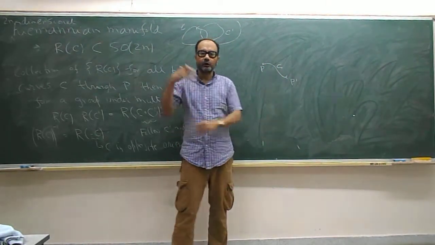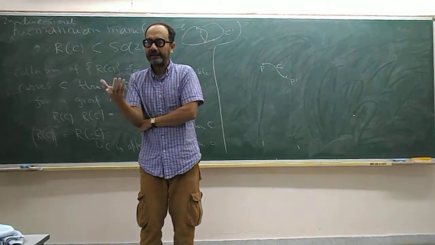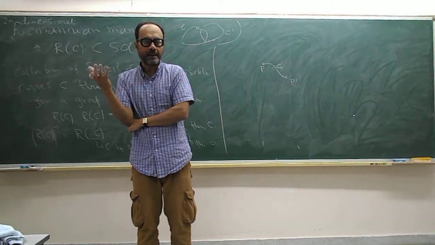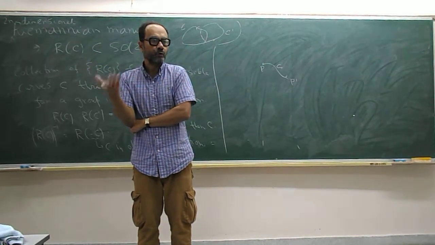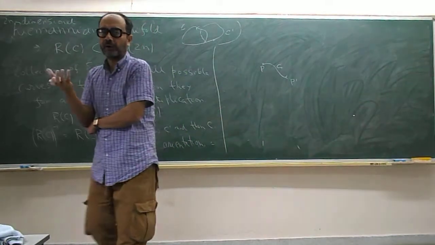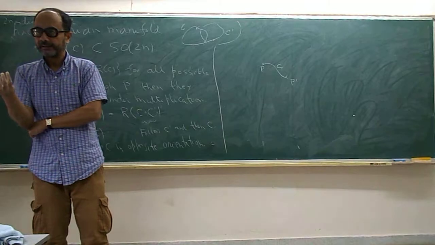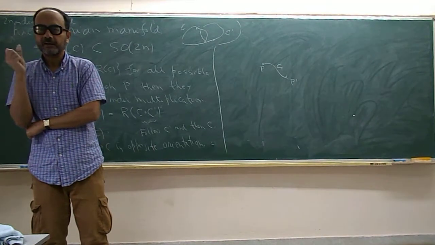And you know that under conjugation, the group doesn't change. How you embed this holonomy group in SO(2n) may change, but the group itself will remain the same. Okay, so that's the proof that the holonomy group is independent of the choice of the point. The manifold has to be connected.